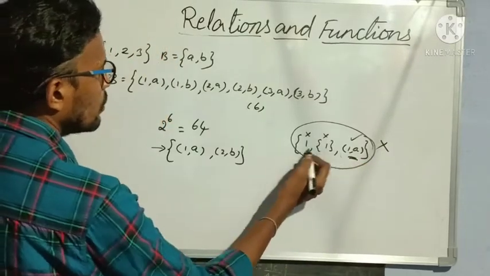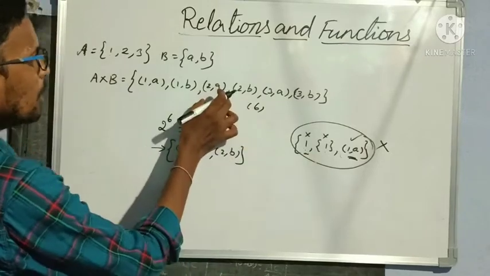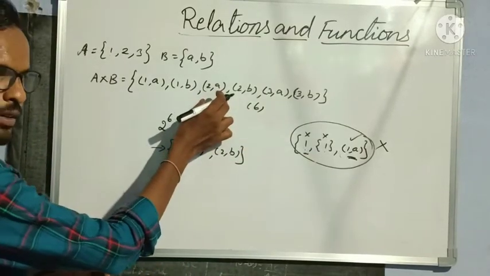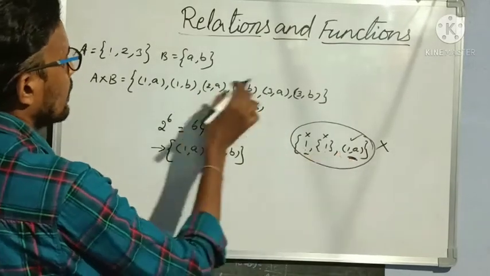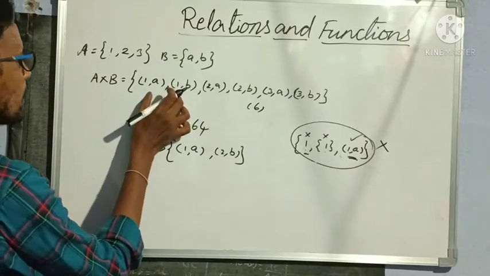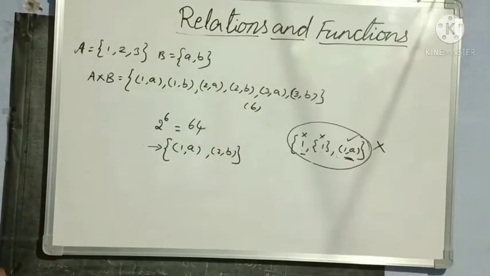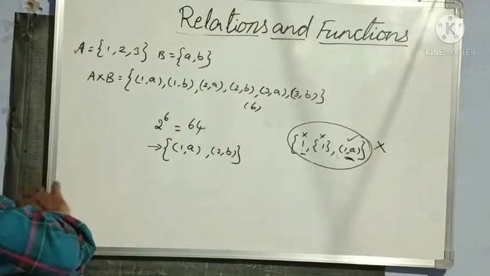These two we are not seeing here. Are we able to see these two elements in A cross B? No, right? That's why this is not a subset. Subset means every element should be an ordered pair like this: 1 comma A, 1 comma B, 2 comma A, 2 comma B, like this only. Understood? Even if you change the order, that is also not a subset.